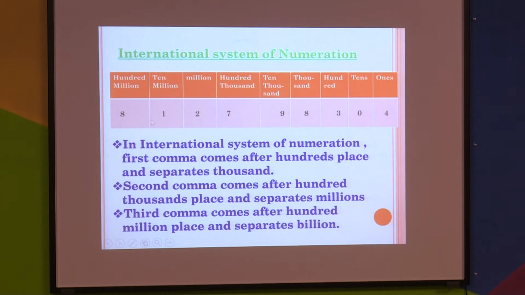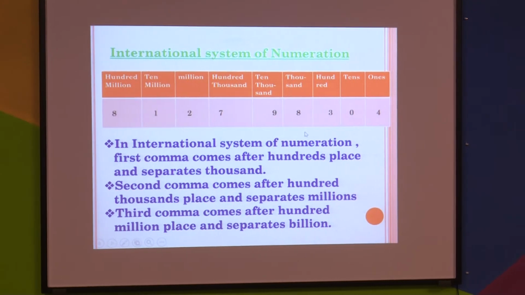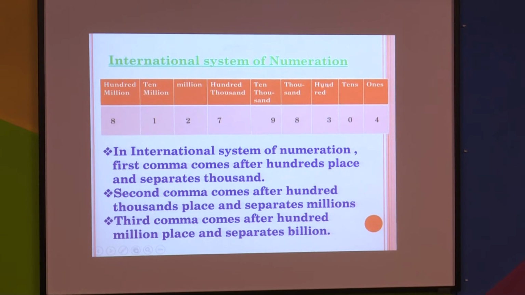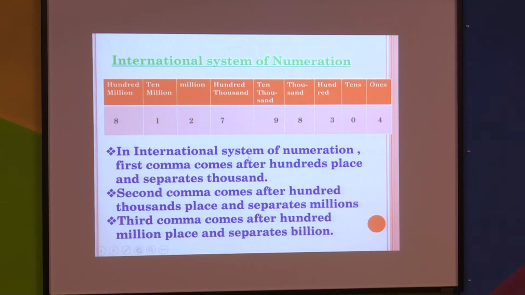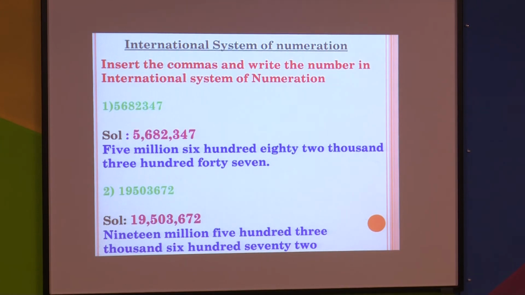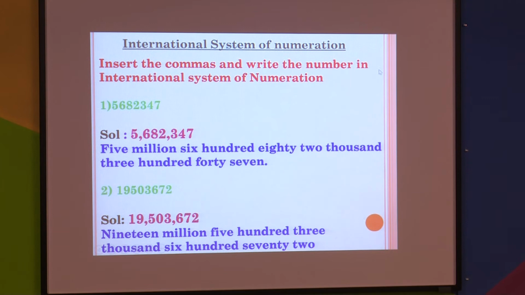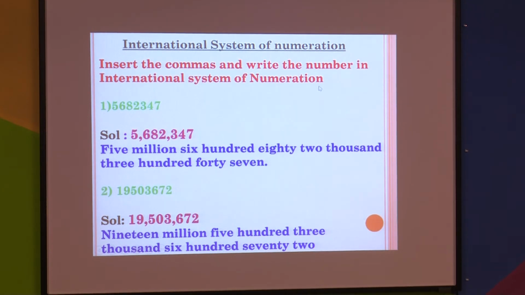So, in international system of numeration, we have to give the commas after every 3 digits from the right hand side. Let us solve examples of international system of numeration. Insert the commas and write the number in international system of numeration.